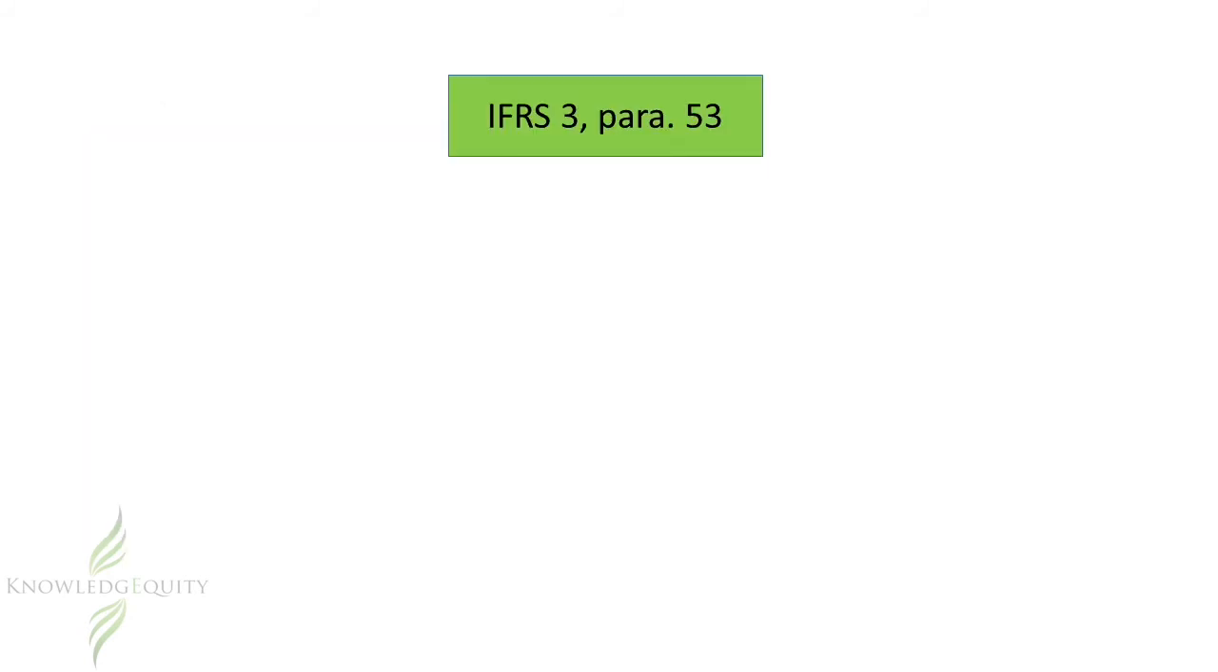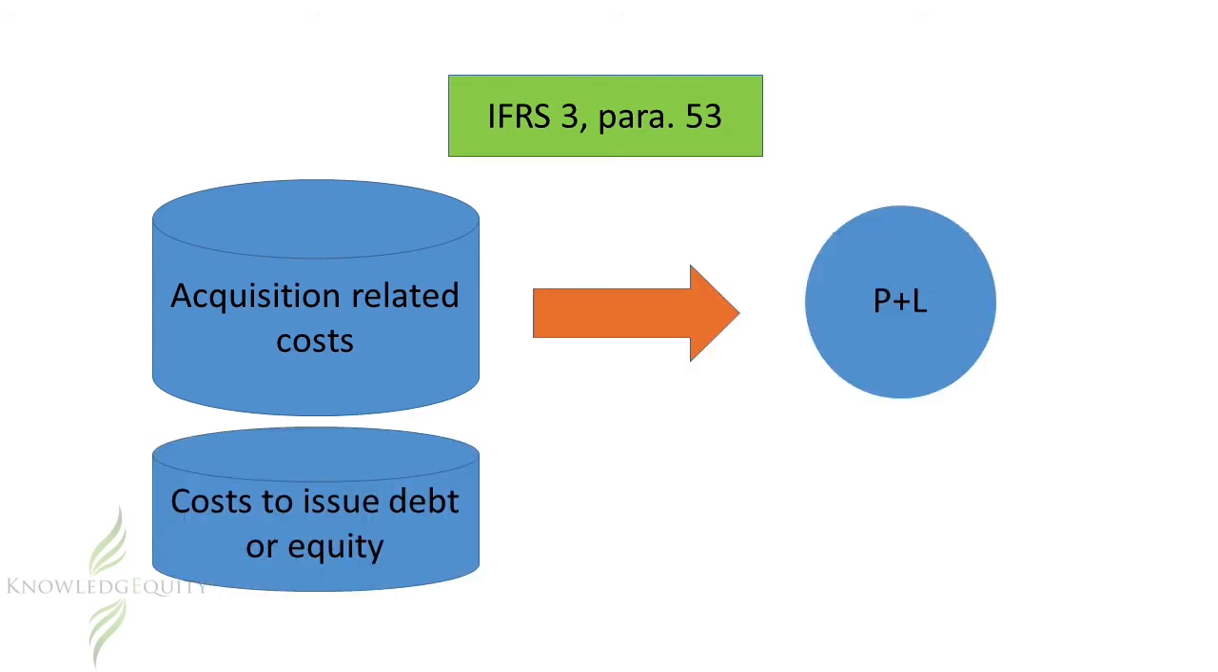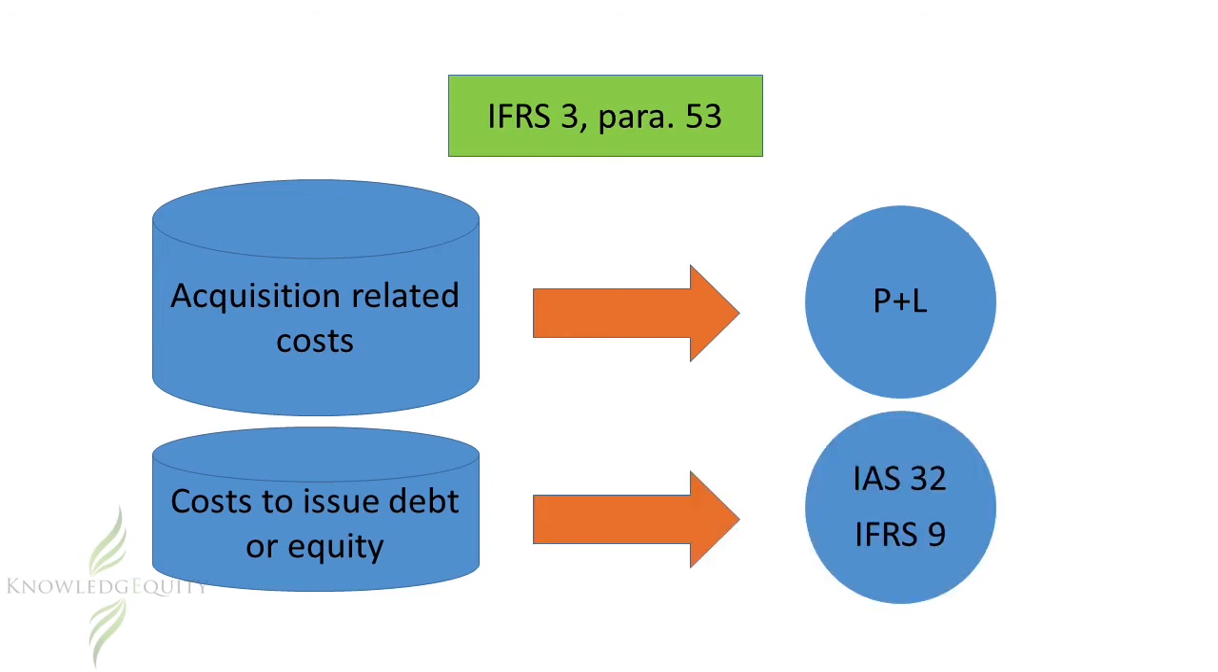IFRS 3, paragraph 53 provides a general rule and exception relating to acquisition-related costs. Acquisition-related costs are not included in the calculation of the consideration. The exception to this rule relates to costs to issue debt or securities which are required to be recognized in accordance with IAS 32 and IFRS 9.